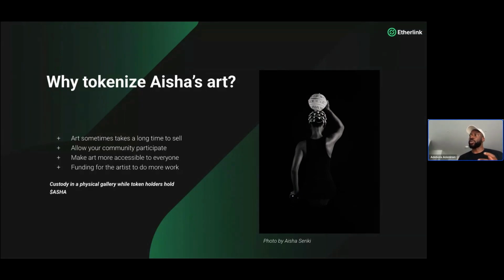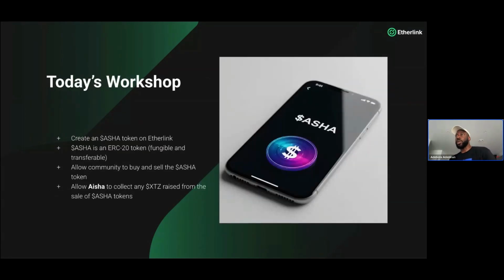So I can go ahead, tokenize that art so that people within my community can actually own a piece of that art. And at the same time, we can also have the custody of that art in a physical gallery while token holders hold the Aisha token. And this is one of the pictures that she took for one of our exhibitions. So super cool, black and white. Like I said, you can check it out if you want.